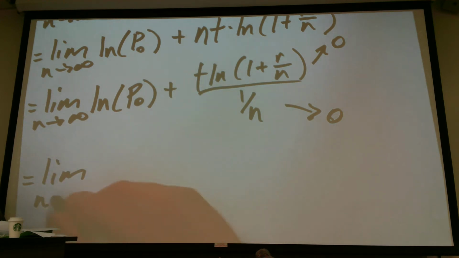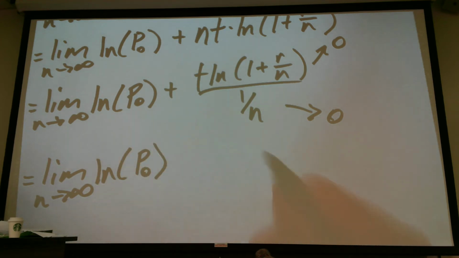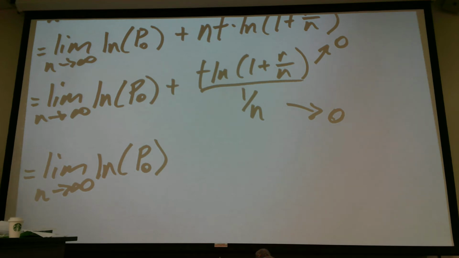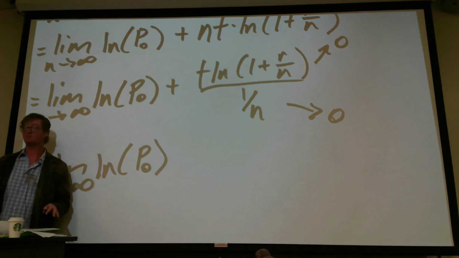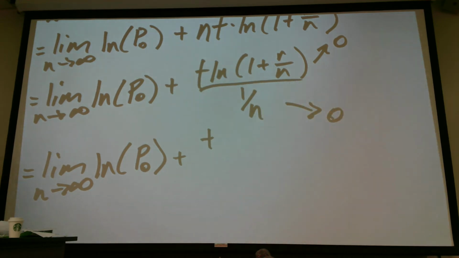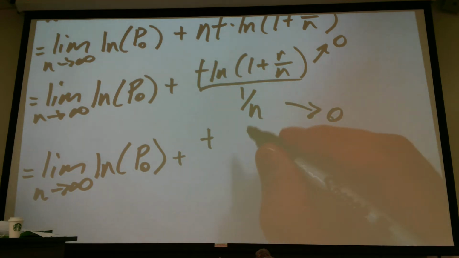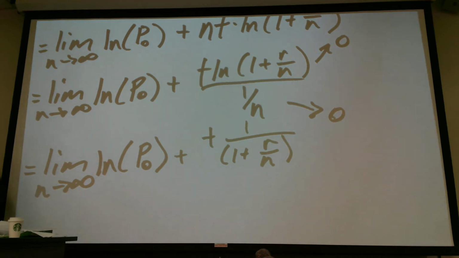So that would equal the limit as n tends towards infinity. Let's leave the natural log of P naught alone. We're going to ignore the t. Let's just treat the t as a constant at this point. And so that's going to be plus t, and the natural log, what is it going to do? It's going to force whatever's on the interior of the natural log down to the bottom of the fraction. Okay? So that's the first step.